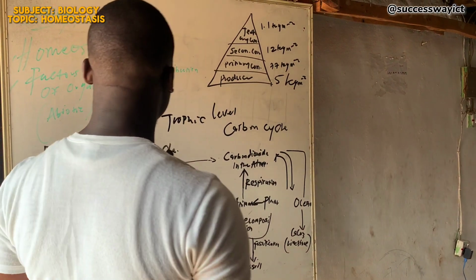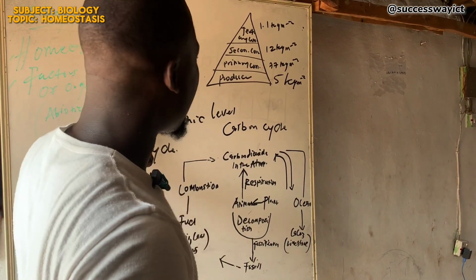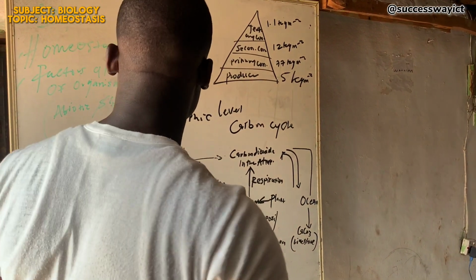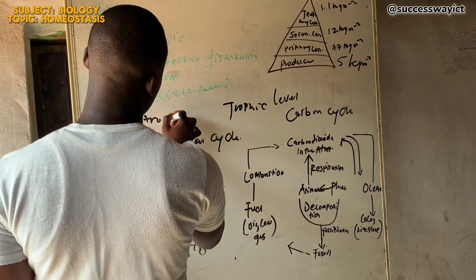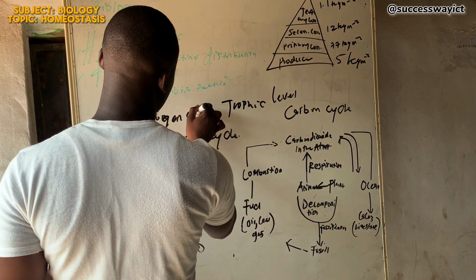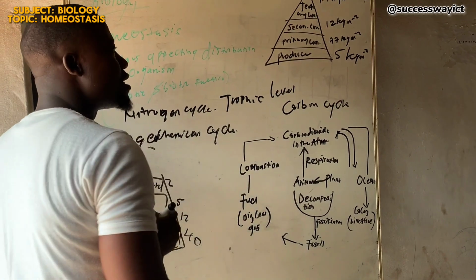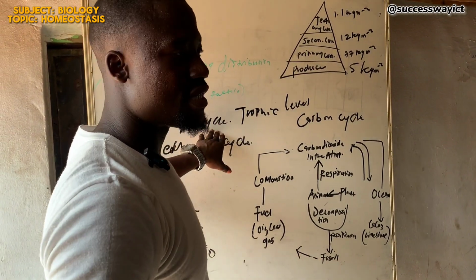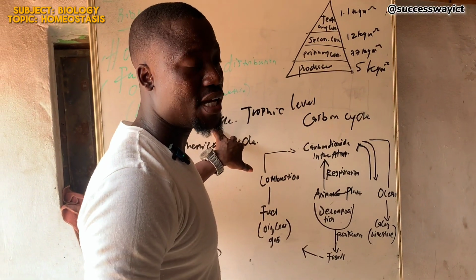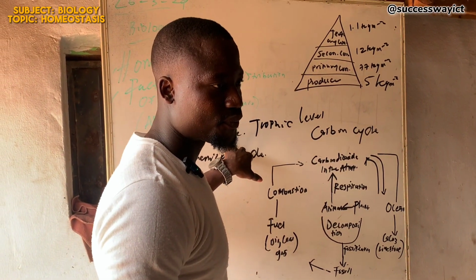All right. Now another cycle, or gaseous cycle, is what? Nitrogen cycle. Nitrogen cycle. There are different processes of the nitrogen cycle. What are the processes of the nitrogen cycle?